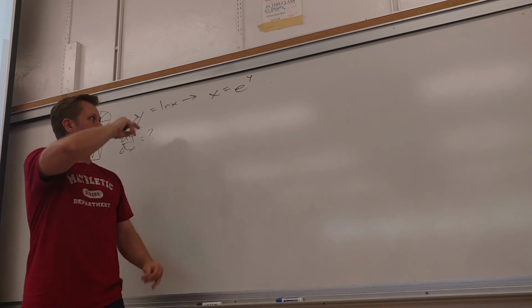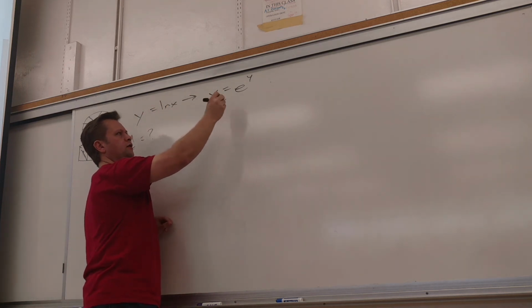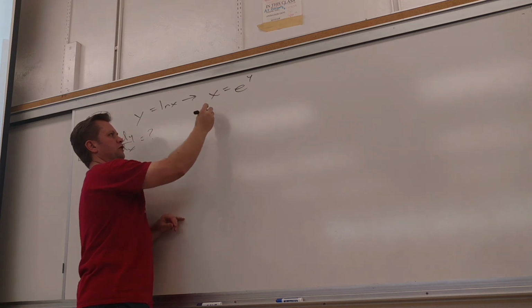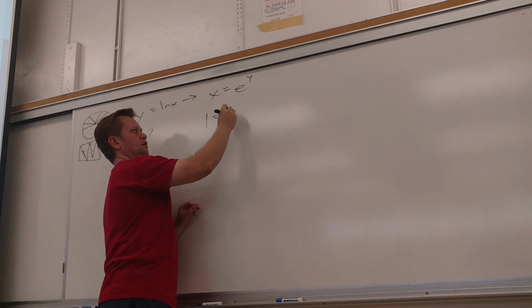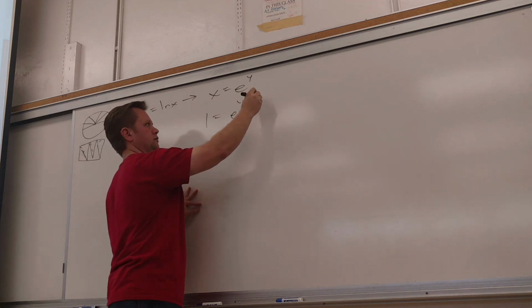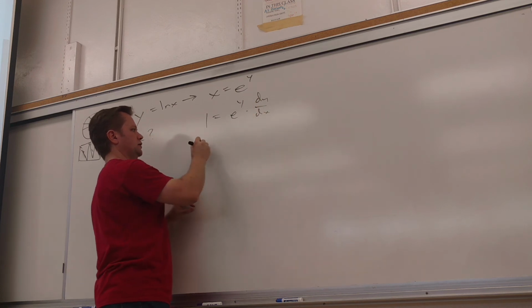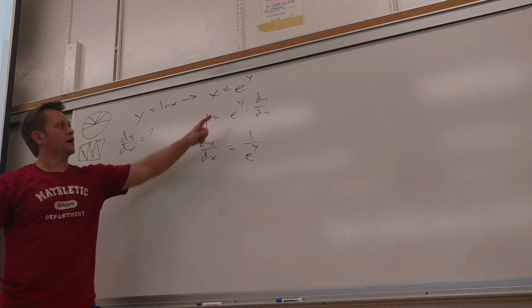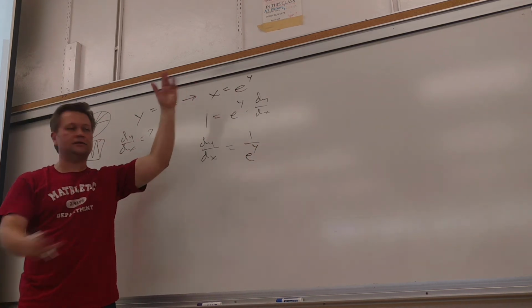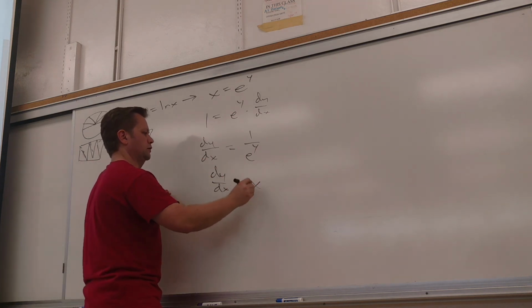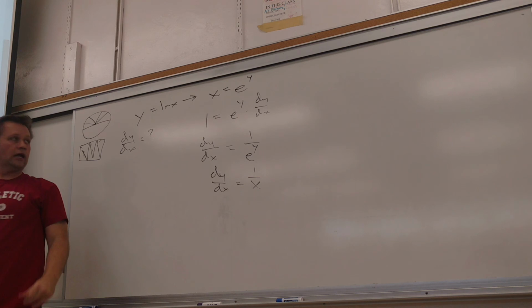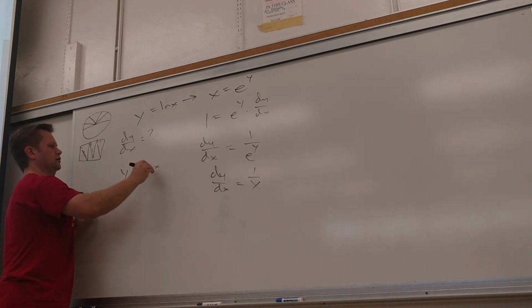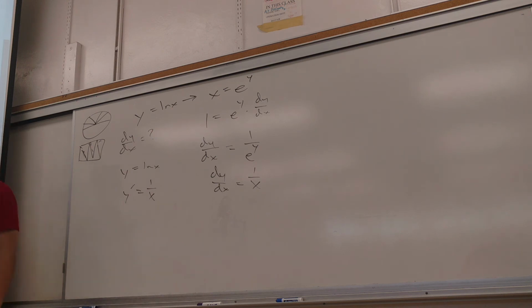Well, let's just do this directly first. What's the derivative of x? 1. And what's happening here? e to the y times dy/dx. So what's dy/dx? 1 over e to the y. And what was e to the y? x. There you go. So dy/dx equals 1 over x. So now we know the derivative. If I have y equals ln x, y prime is 1 over x. Kick ass.